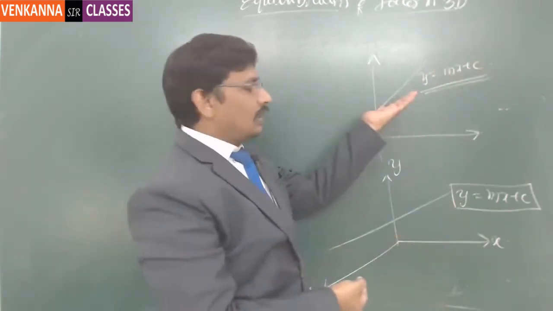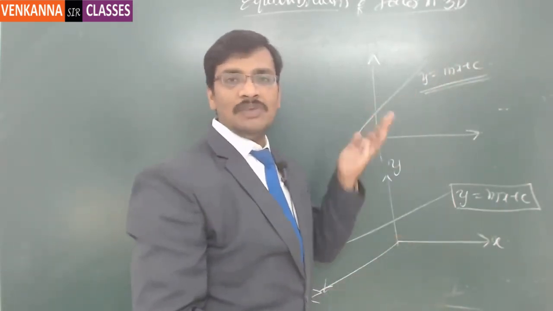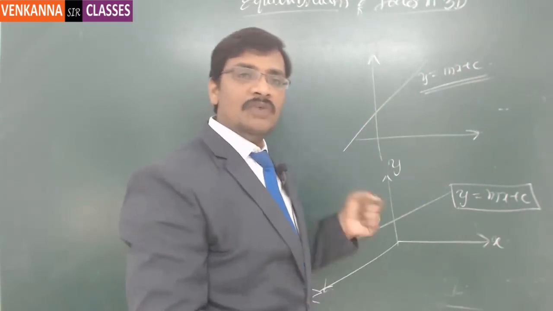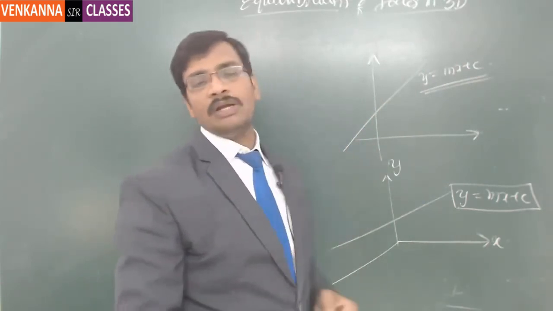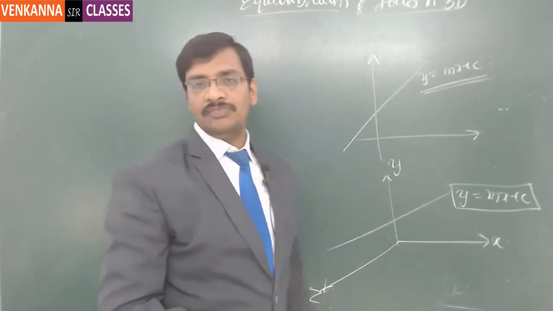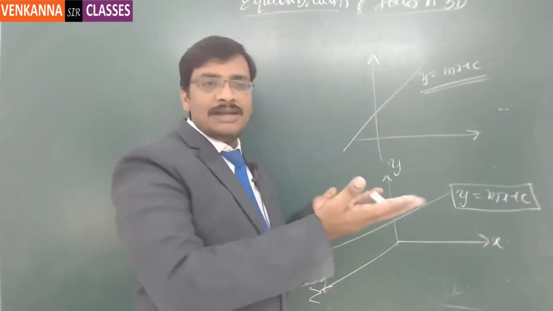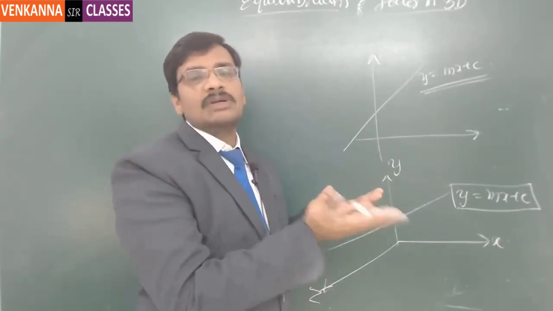Now if I take z from minus infinity to plus infinity, at every point you will be drawing a straight line there. So all the infinite straight lines joined together is called a plane.